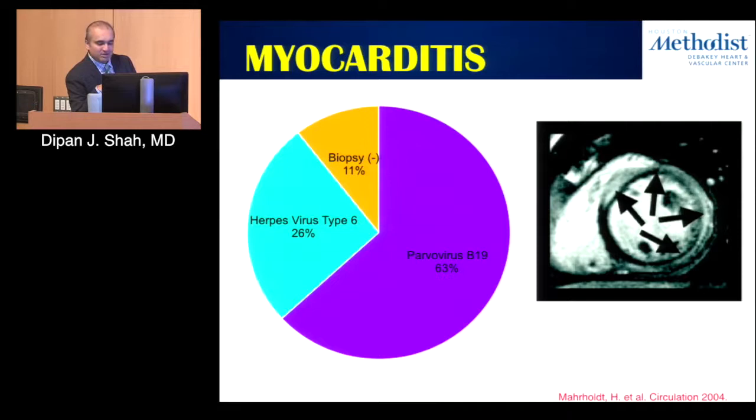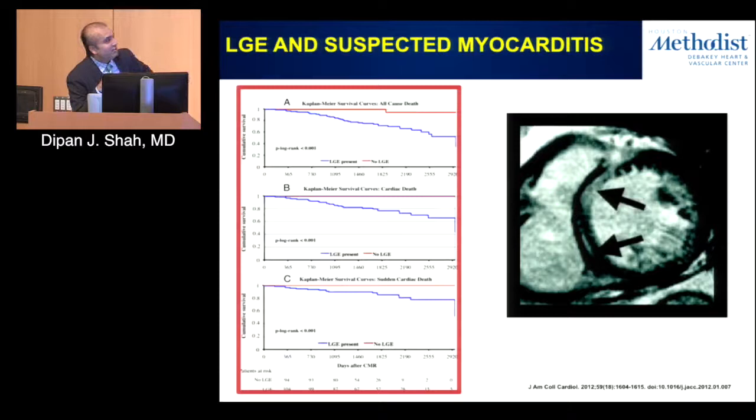And I think there's further supporting data for that statement, which is there's prognostic data as well, looking at patients presenting with suspected myocarditis. If they have any hyperenhancement at all, the prognosis is much worse than if you see no evidence of hyperenhancement on the CMR. And then really looking both at a cumulative endpoint, as well as all-cause death, cardiac death, or sudden cardiac death.